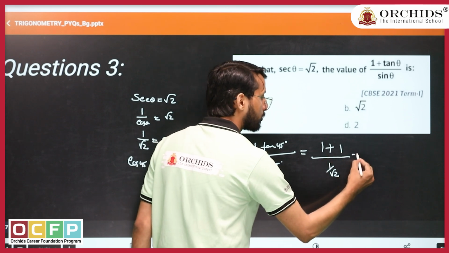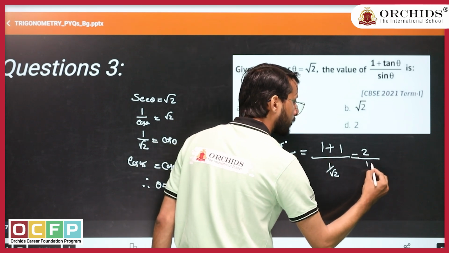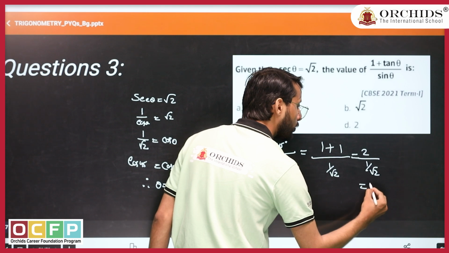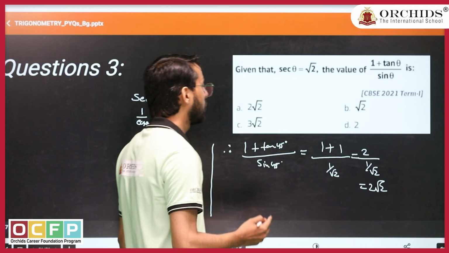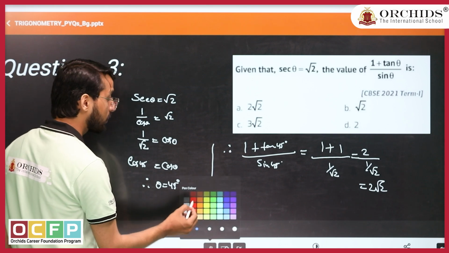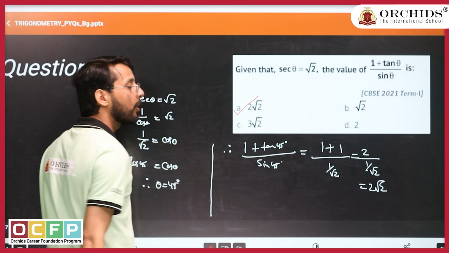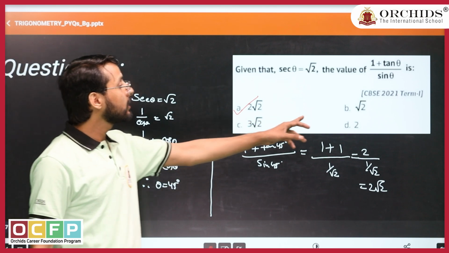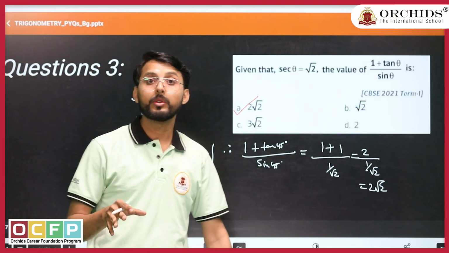Now, 1 plus 1 is 2, and 2 divided by 1 by root 2. So, root 2 will go up, it is 2 root 2. Can we find 2 root 2 in the options? Yes, we can see option A. Option A is correct. You can also see this is the CBSE 2021 term examination paper.